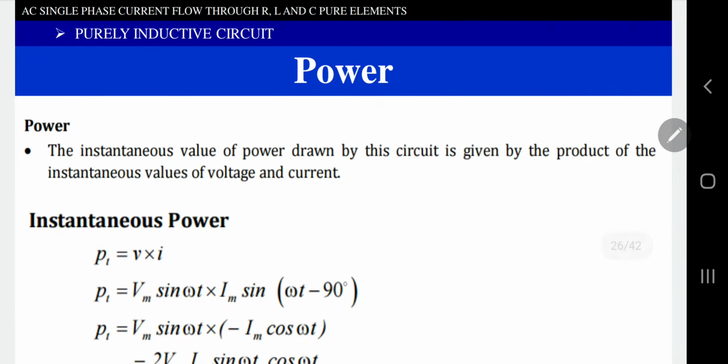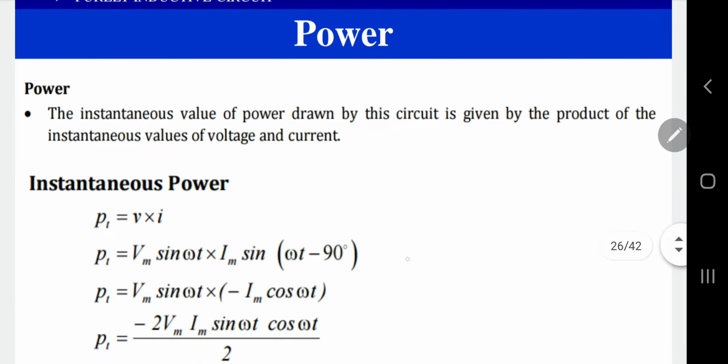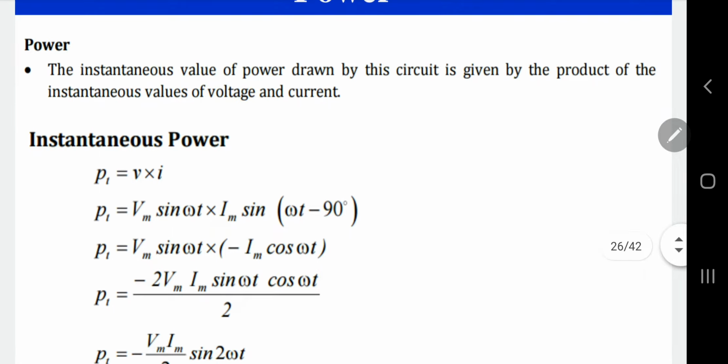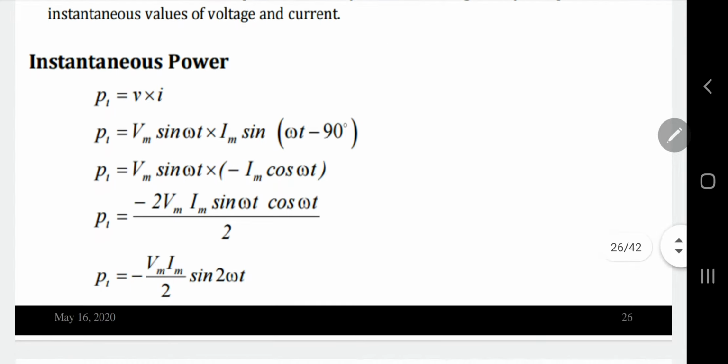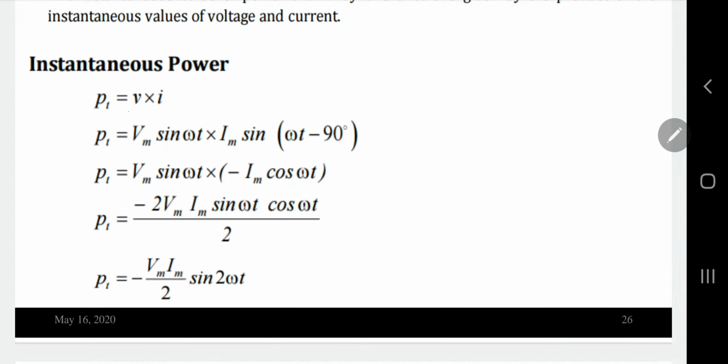Purely inductive circuit. We are going to analyze the power. Before analyzing the average power, first we have to find the instantaneous power. Power is the product of voltage and current. We already have the instantaneous voltage and the instantaneous current of the inductor. The instantaneous voltage is Vm sin omega t, and the instantaneous current through the inductor is Im sin omega t minus pi by 2, meaning 90 degrees.